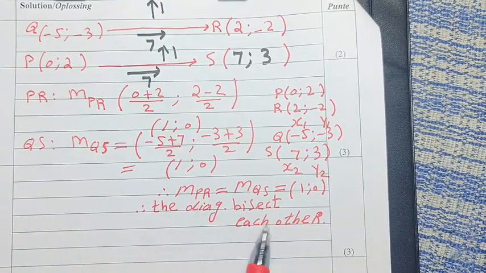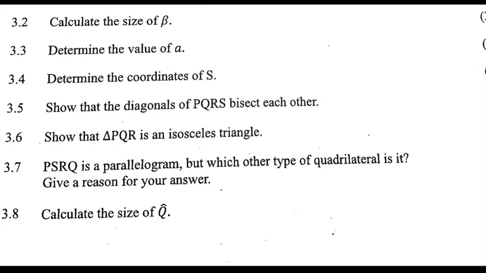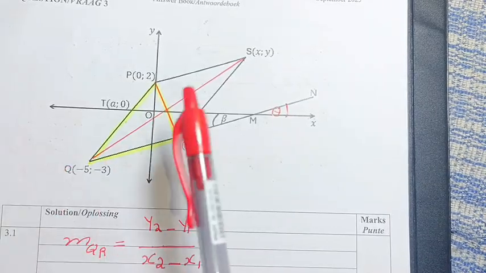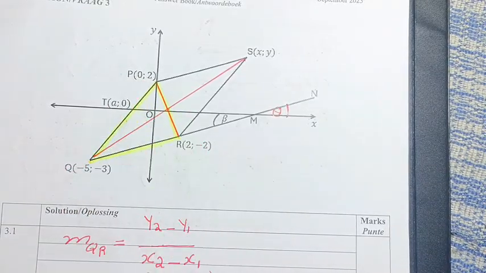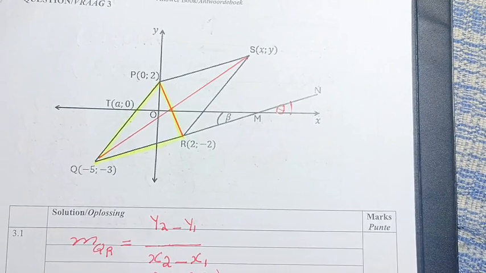Therefore, the diagonals bisect each other. 3.6. Show that triangle PQR is an isosceles triangle. So this is orange triangle PQR. We need to show that this is an isosceles triangle.